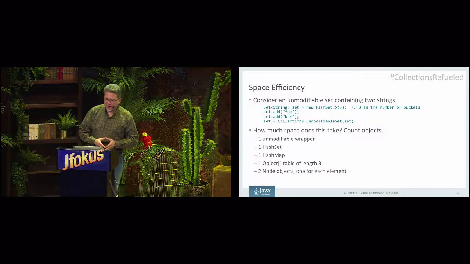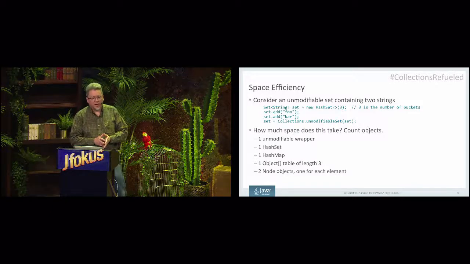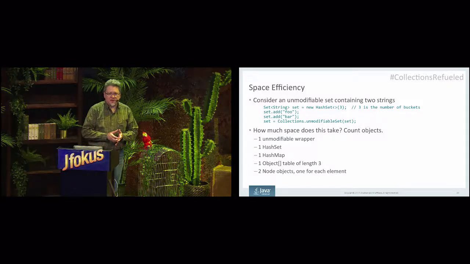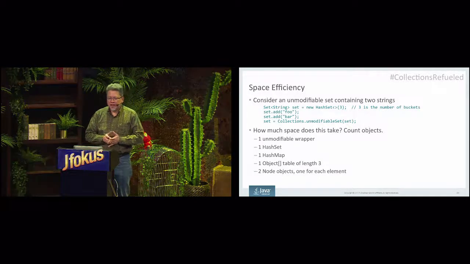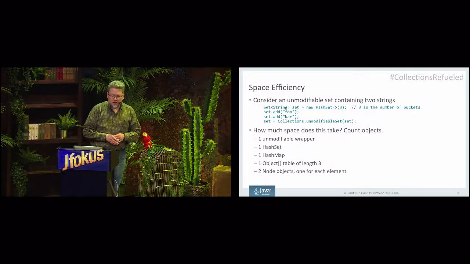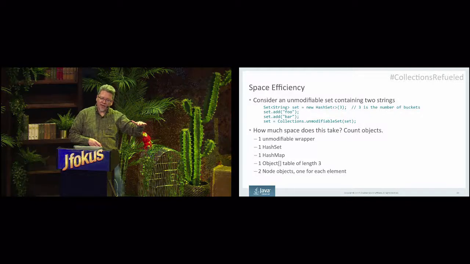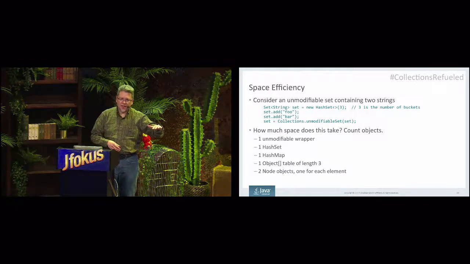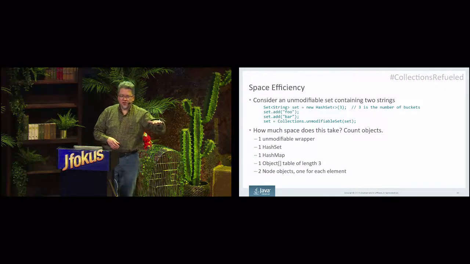All right, so let's take a look at an example, just something very simple: an unmodifiable set with 2 elements in it, and compare the space used between a hash map inside an unmodifiable wrapper, and then compare that to the new Set.of implementation. So it turns out this creates a bunch of objects. Going from the outside, we have an unmodifiable wrapper around a hash set. Now, a hash set is really just a hash map where it doesn't care what the values are. It just looks at the keys.